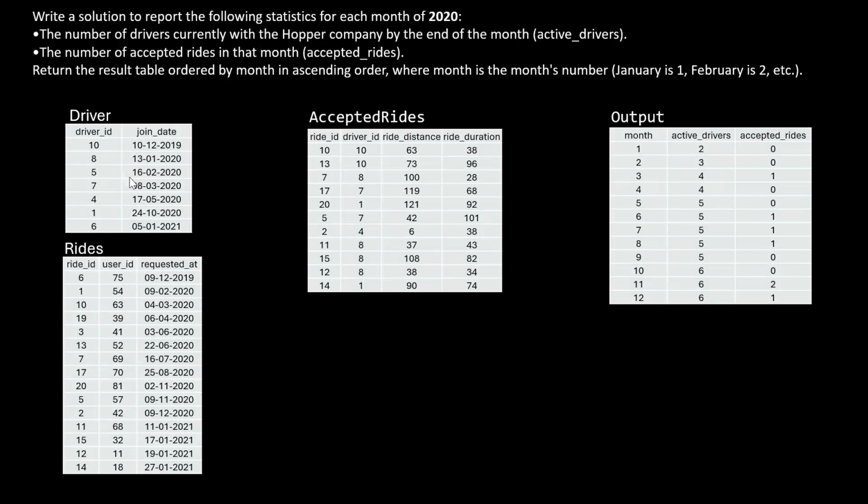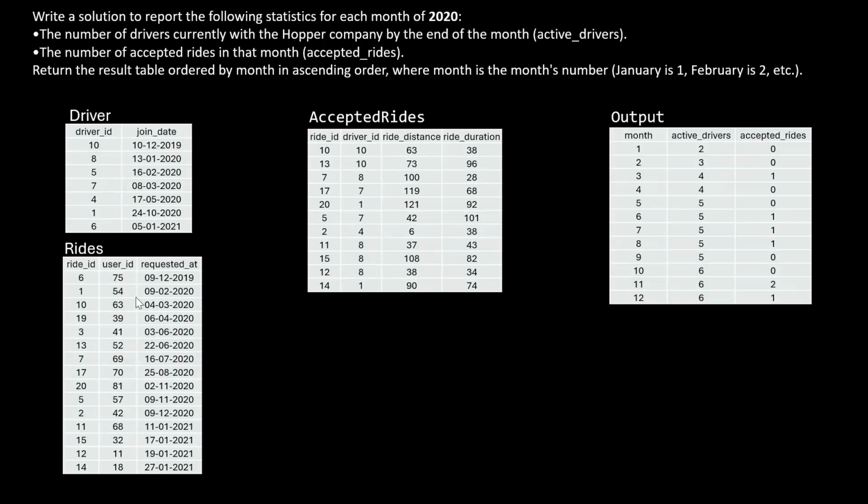It has the data of all the drivers, and when they joined, what was their join date. Also for all the rides, which ride was requested by which user, on what request date, right? That is given in the rides table. And then we have the accepted rides table, which shows which rides from the overall list got actually accepted by a driver ID, and the details of each ride.